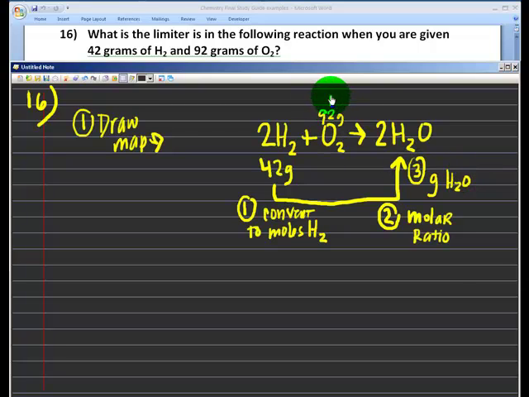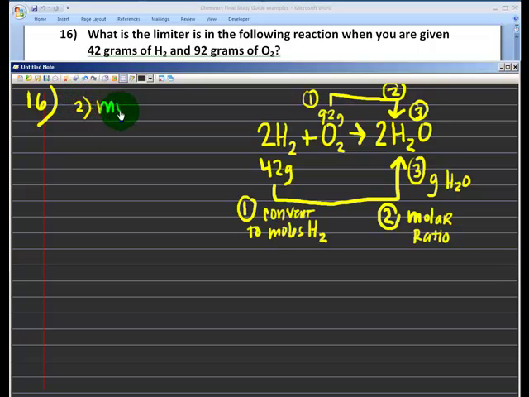And we do the same up here for oxygen. I'm just going to write 1, 2, and 3. For oxygen, you convert to moles of O2, then the molar ratio, then in step 3 you go to grams of H2O. So it's the same process. So that was step 1. We drew our map.